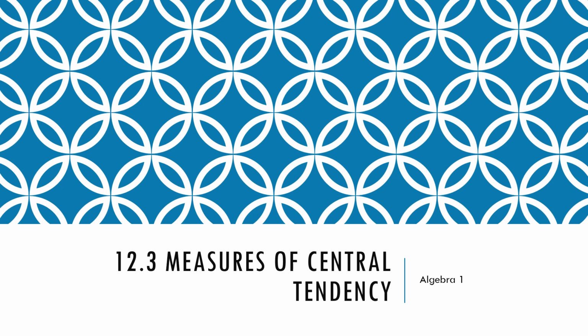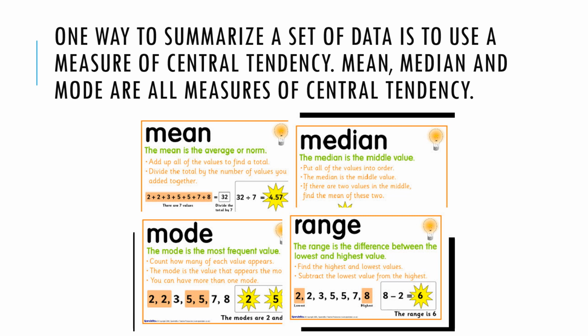All right, so this is 12.3, measures of central tendency. One way to summarize data is by using measures of central tendency, and we have median, mean, and mode, which are all measures of central tendency.